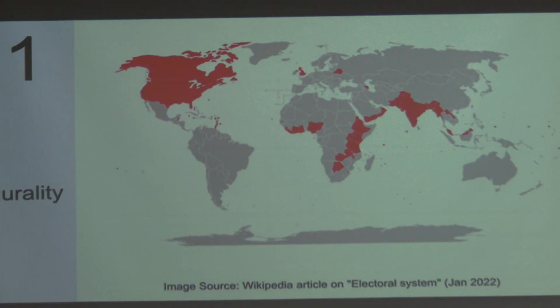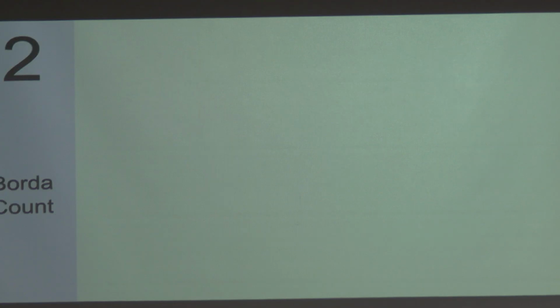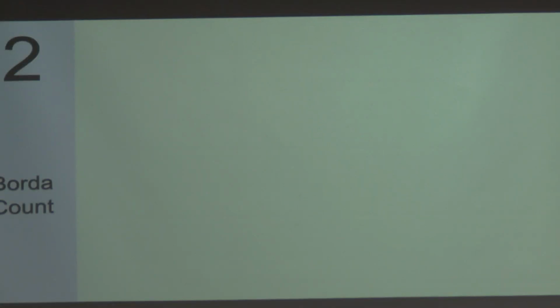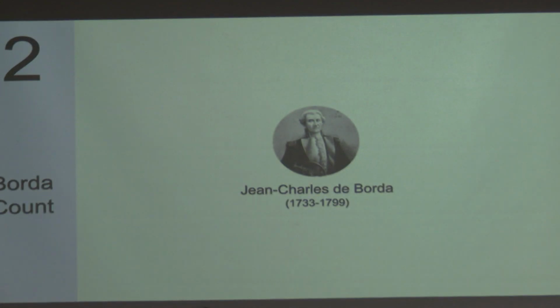And this is just a sort of a snapshot. So plurality is used all over the place because it's such a natural thing, right? That's the first thing you would come up with when you have to do voting, right? Okay. So here's another voting rule. It's called the Borda Count. It's named after this guy, Jean-Charles de Borda.